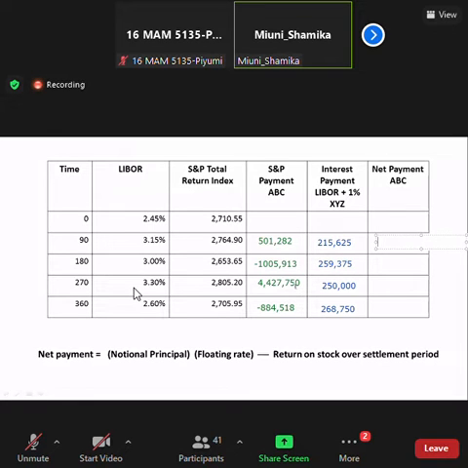Here, is that 4 million? 1 million. No? Okay, so here it's a payment to ABC, as in the payment should be made by ABC because his payment is greater than XYZ, and here that is negative, which means XYZ should pay to ABC.